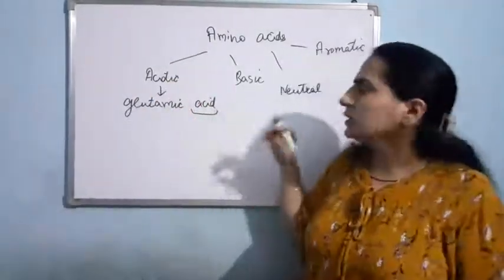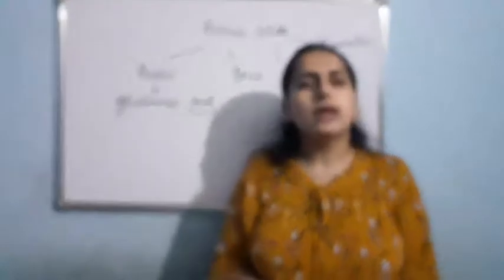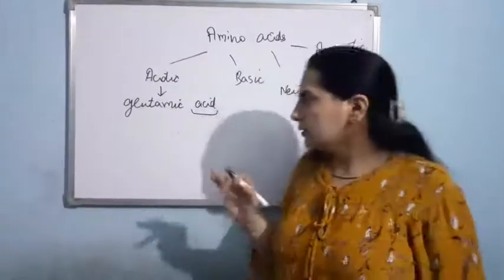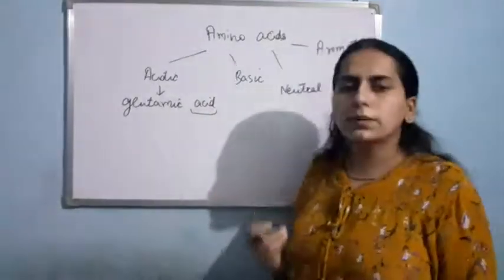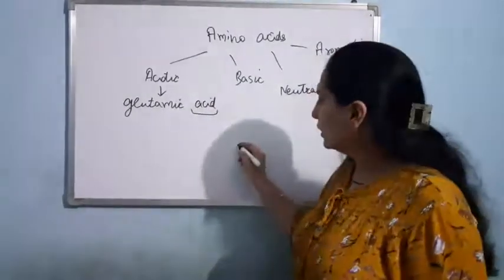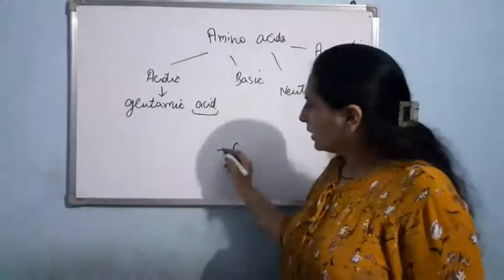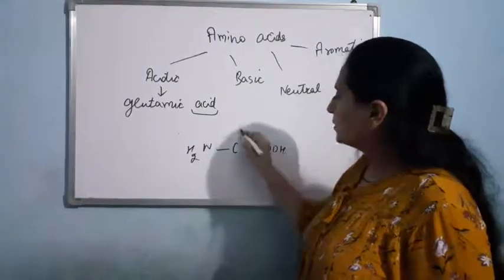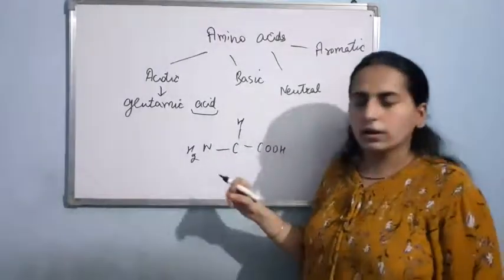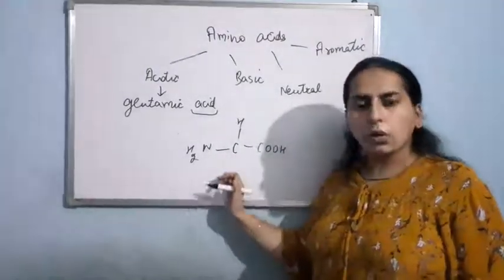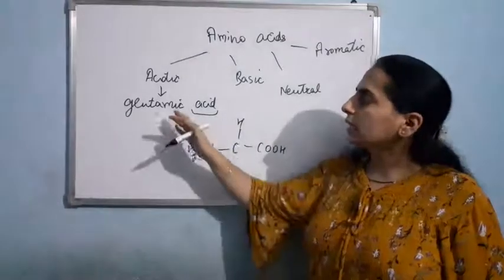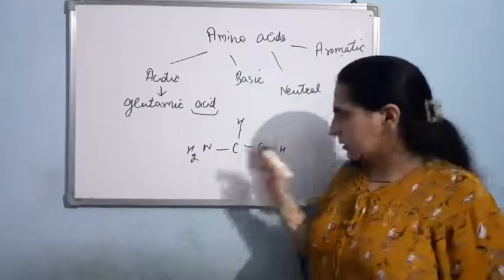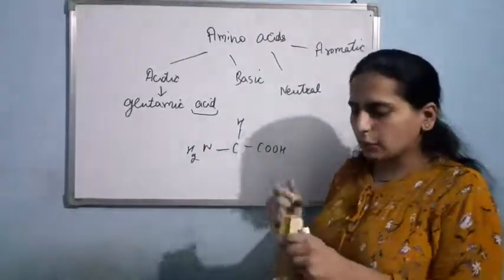Basically the acidic nature, basic nature, neutral nature, it depends upon the number of NH2 or COOH groups. The basic structure of amino acid I told you: there is alpha carbon, there is amine group, there is carboxyl group, there is H group. It will be same in all. Here is the difference. So what happens in glutamic acid? Two COOH groups are there. Let me make it. Here in the R position, just see.